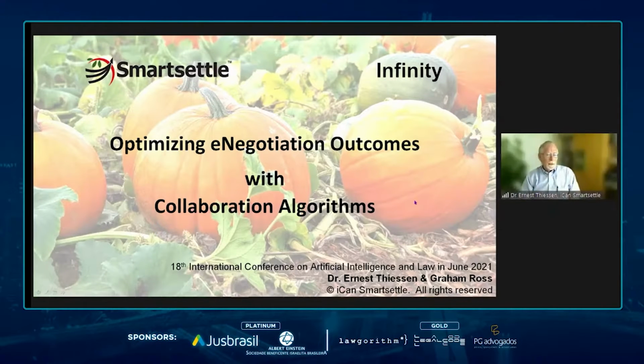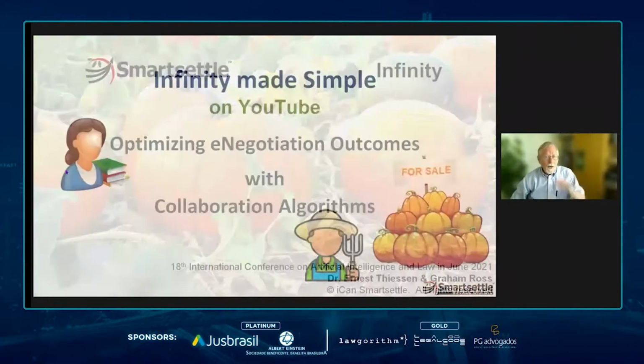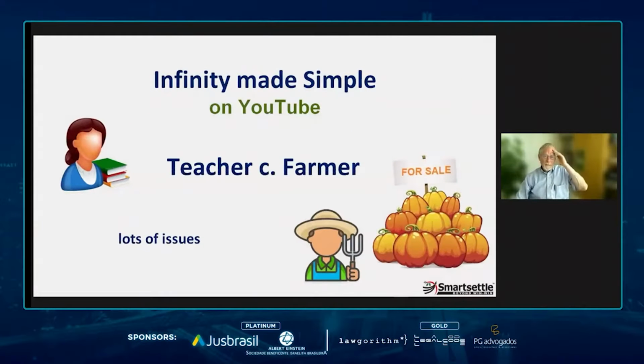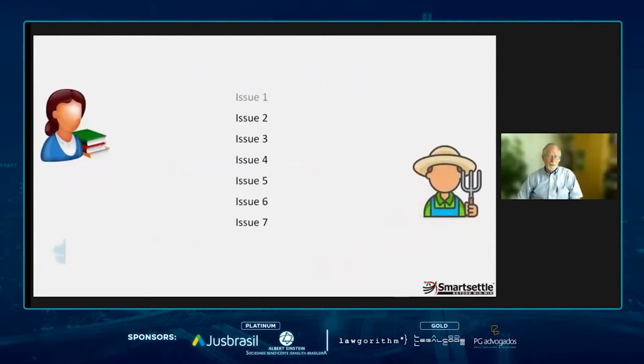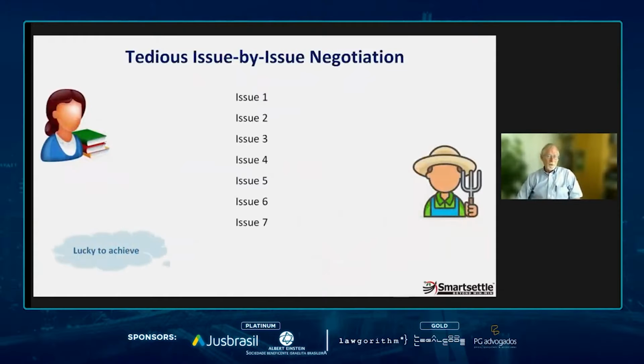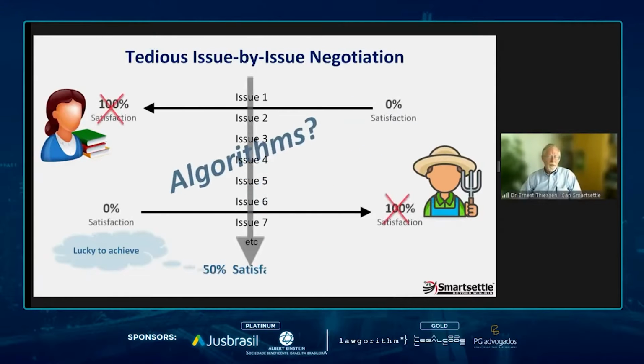So it's about optimizing outcomes with collaboration algorithms. And you heard what I said before, that this is about the background theory. So we made a video for you called Infinity Made Simple on YouTube. It's about teacher versus the farmer, and negotiating about pumpkins. There's lots of issues, and they would be lucky to achieve 50%, but we can do better with those algorithms.